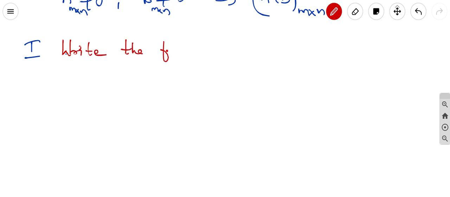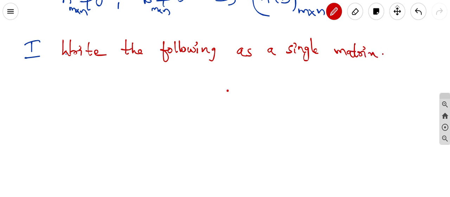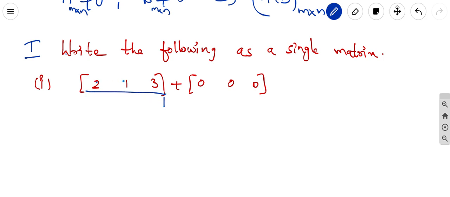first question, write the following as a single matrix. (2, 1, 3) plus (0, 0, 0). These two are row matrices. Here it is one row, 1, 2, 3: first column, second column, third column, a 1 by 3 matrix. The order of the matrix is 1 by 3. It is also 1 by 3, one row, 3 columns.